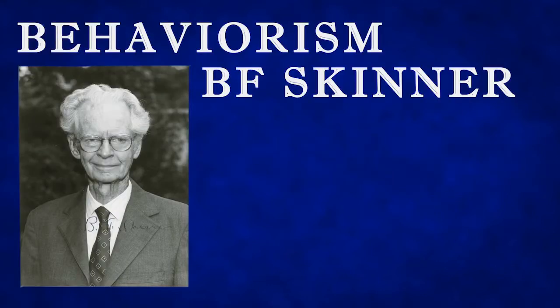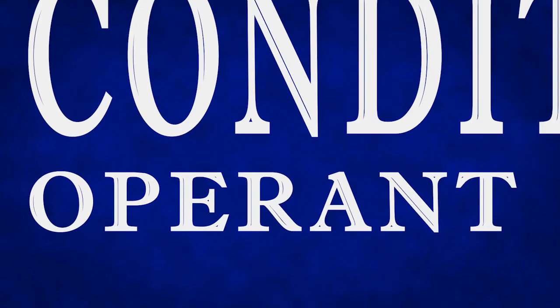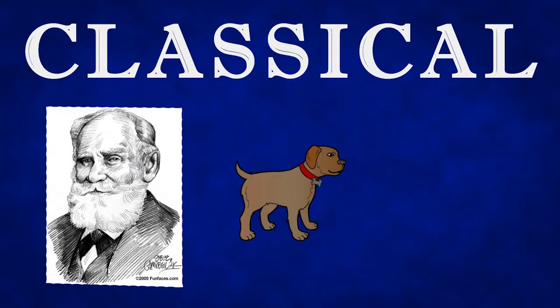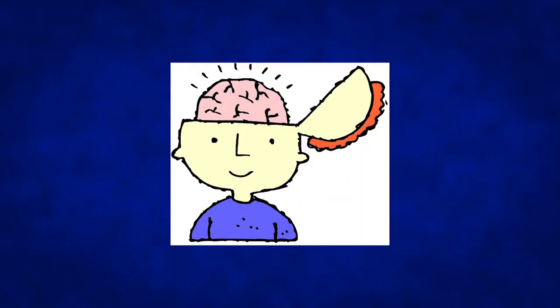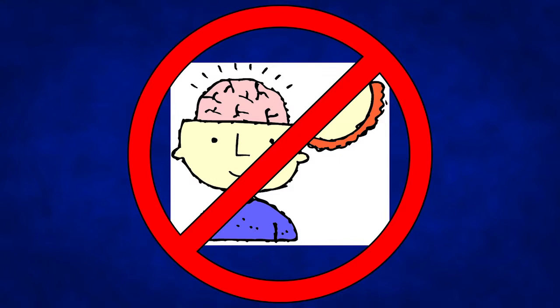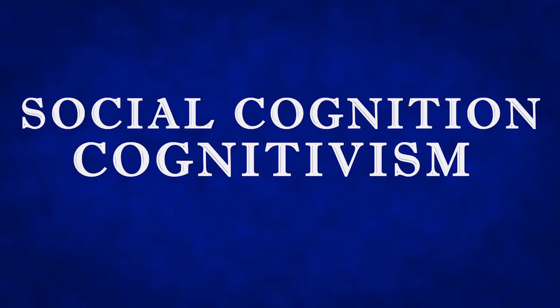Developed by B.F. Skinner, behaviorism focused on the study of observable behaviors rather than mental activities. Skinner, together with Pavlov, both showed learning could occur through two forms of conditioning, operant and classical. Classical conditioning is how Pavlov got his dogs to salivate when they heard a bell. Operant conditioning uses a reward and punishment system, as Skinner showed in his pigeon experiment, to increase learning. However, behaviorism never addressed how learning occurred in the brain or how learning occurs in the absence of rewards or punishments. Social cognition, or cognitivism, soon followed behaviorism.